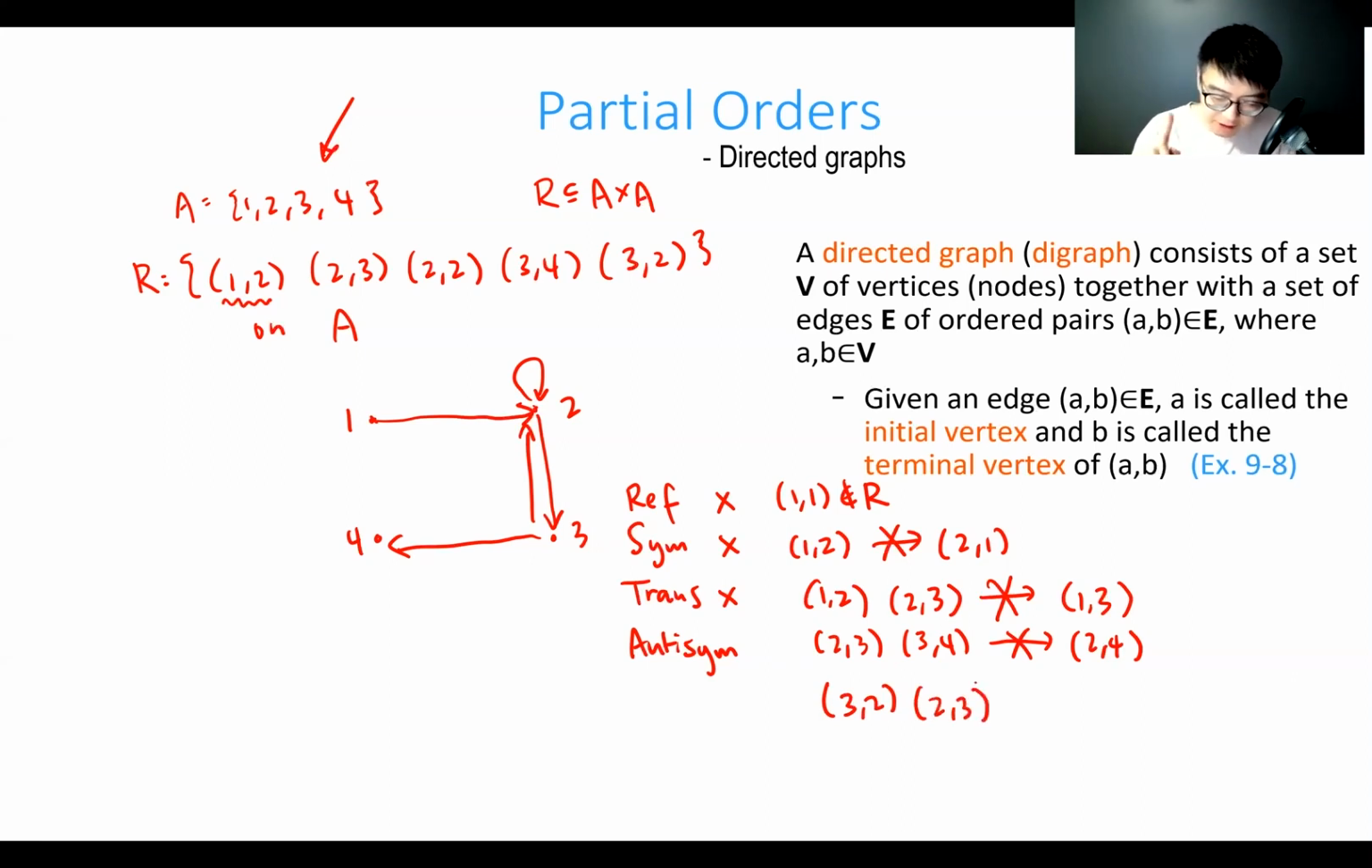So under the definition of transitive, what would I need to see? I would need to see 3, 3. The shortcut here would be 3, 3. Right? So if I have an arrow from 3, 2, and I have an arrow from 2, 3, then theoretically I need a 3, 3 as well. Okay, so this is another counterexample for transitive.